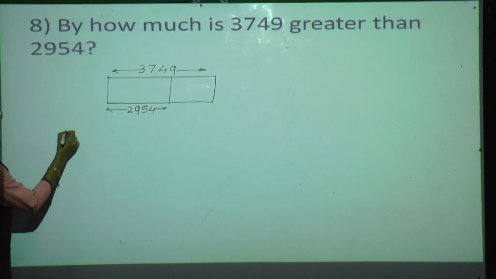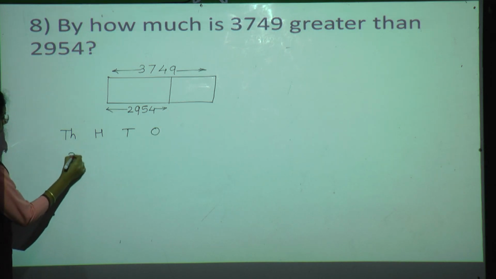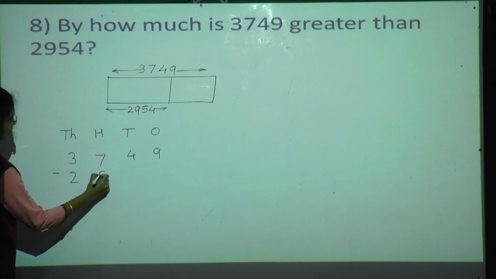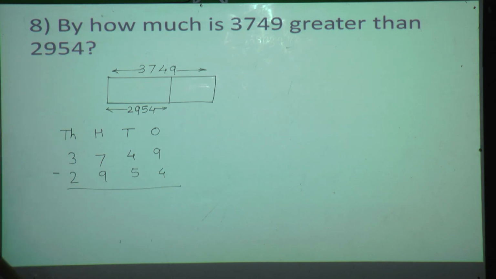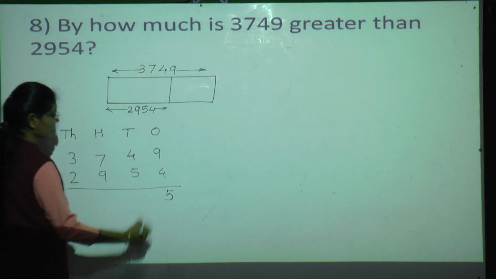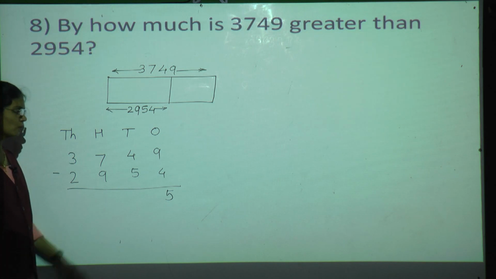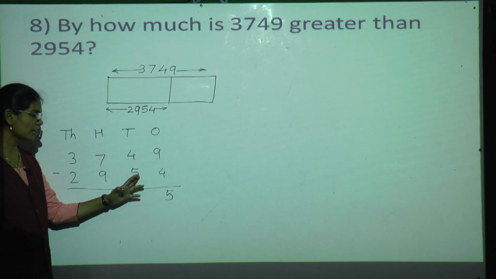So do the subtraction. This is a 4-digit number, so put the numbers in the place value chart. 3749 minus 2954. See the ones place, 9 minus 4. What is 9 minus 4? It is 5. See the tens place. In the first number there are 4 tens and in the other number there are 5 tens. 4 minus 5, can we do 4 minus 5? No, we can't, because 4 is smaller than 5.